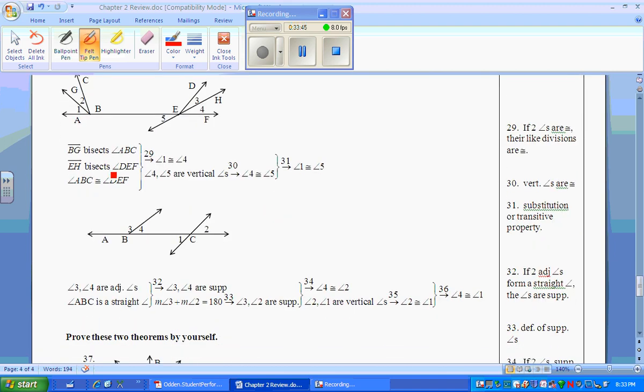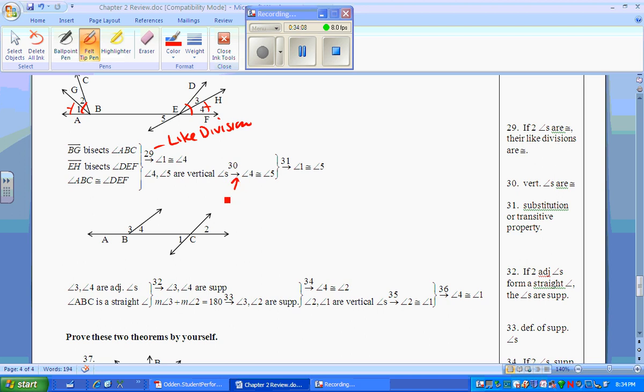Rolling on to the last page, we got two bisecting pieces, so it's either like multiples or like divisions. We got ABC, this big angle here, and DEF, this big angle here. They're being bisected. We want 1 and 4. So 1 and 4 are obviously smaller. So this has to be like divisions because you're getting smaller.